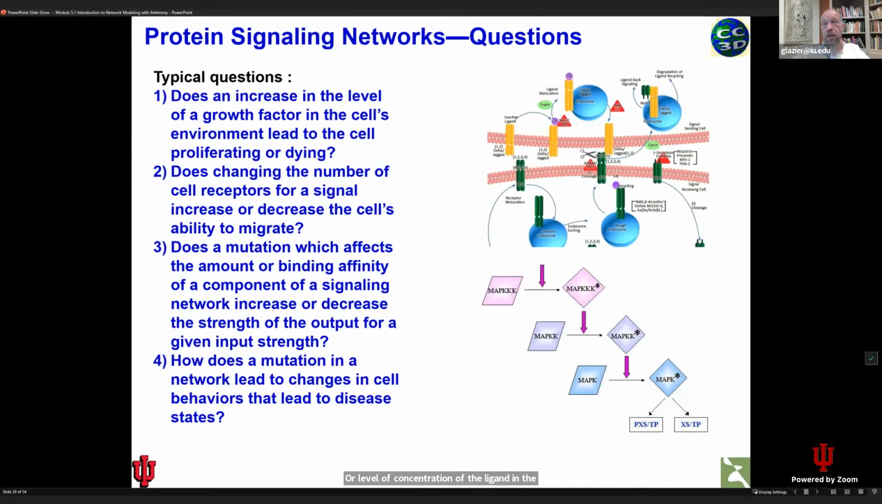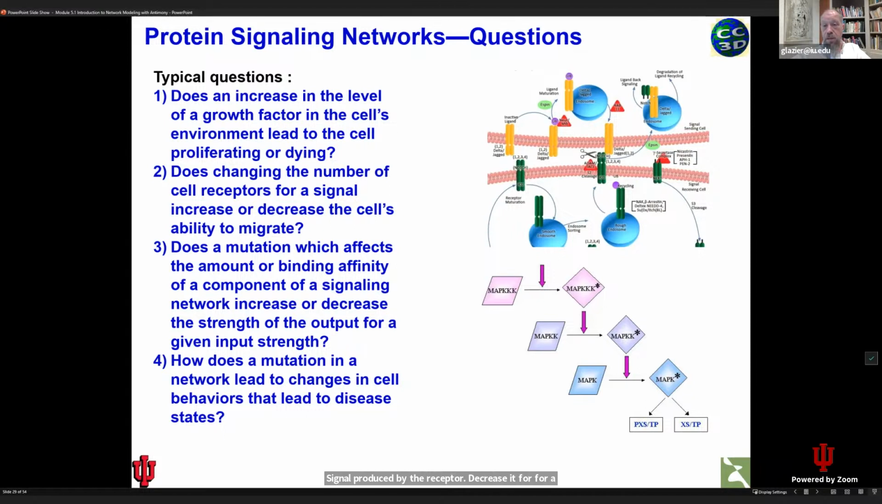You might ask, what happens if we change the number of cell receptors, and how it affects the cell's ability to migrate if we're going to do chemotaxis. If we have a mutation in one component of the system, does it change the binding affinity of the receptor? Does it increase the signal produced by the receptor, or decrease it for a given binding event?